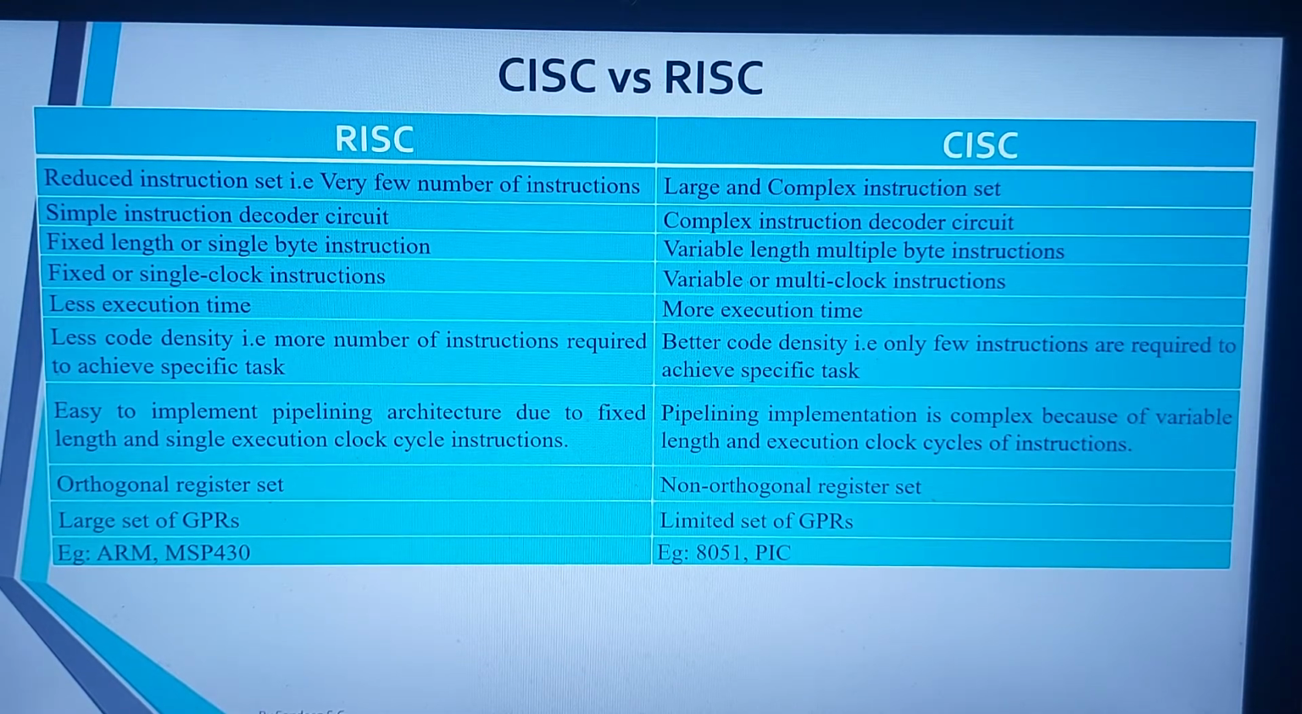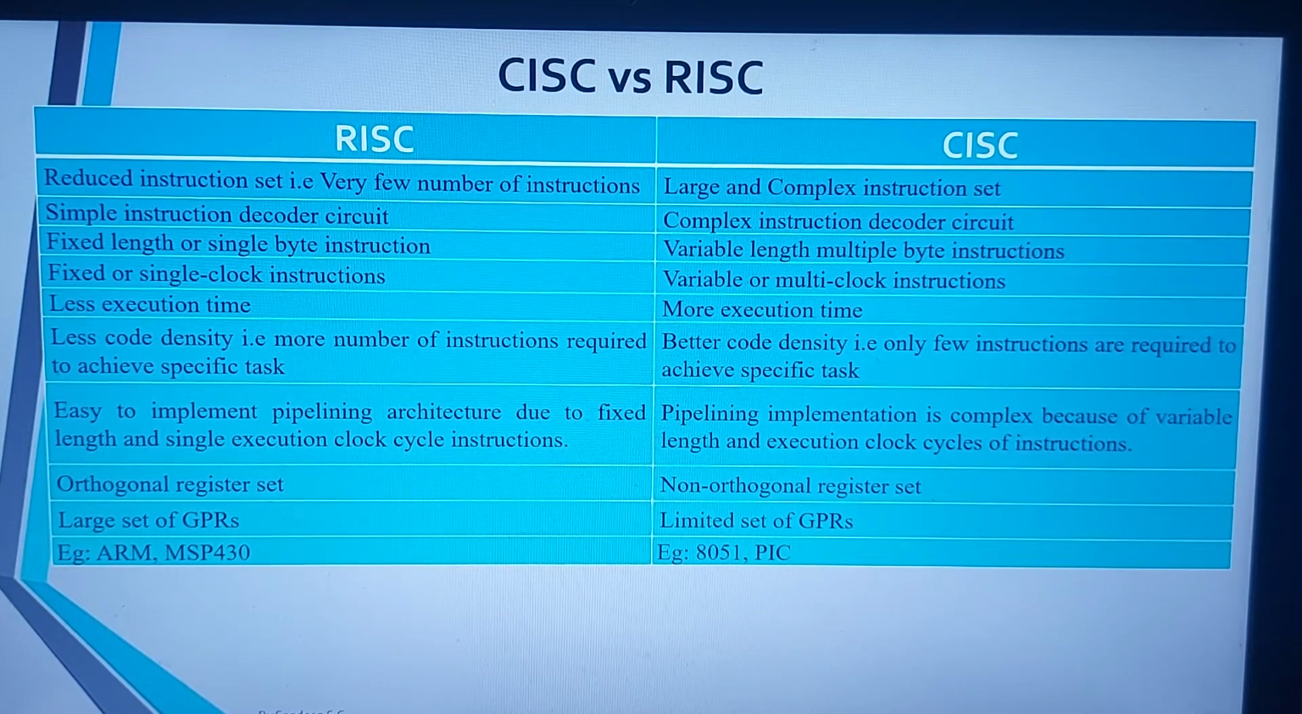RISC has less code density. What it means is that more instructions are required to achieve a specific task. Whereas in CISC, only a few instructions can achieve the same task. So the code will be very small in the case of CISC. So code density will be better in CISC compared to RISC.